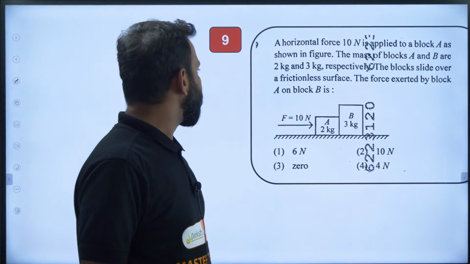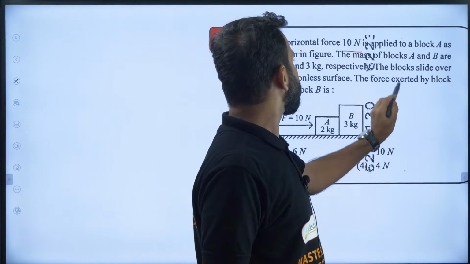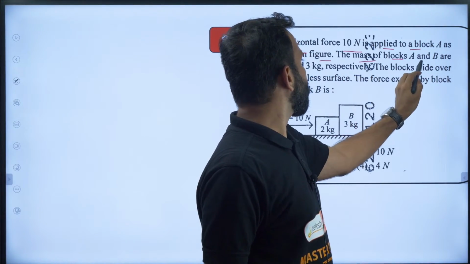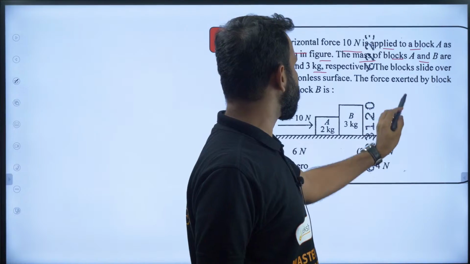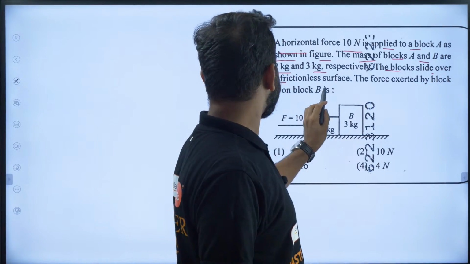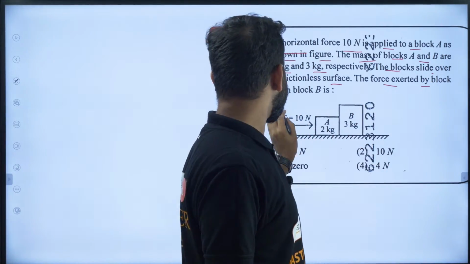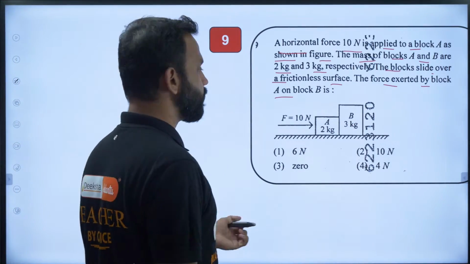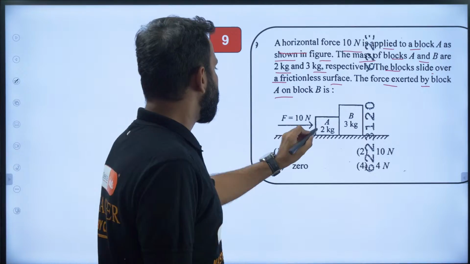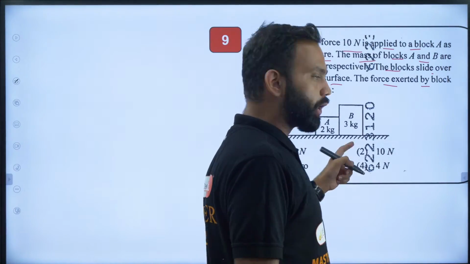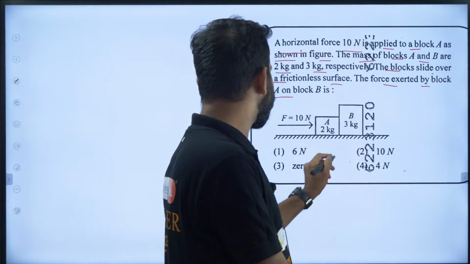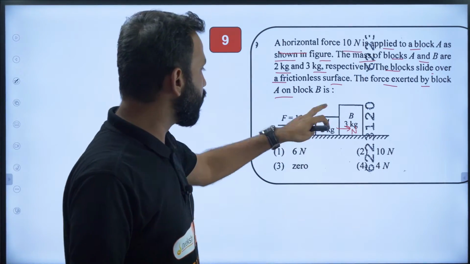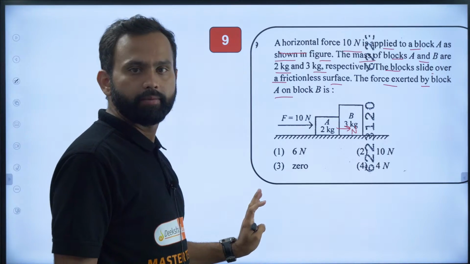Next question, question number 9. A horizontal force 10 Newton is applied to a block A as shown in the figure. The masses of the blocks A and B are 2 kg and 3 kg respectively. The blocks slide over a frictionless surface. The force exerted by the block A on block B. Again this one is also a direct question, right? So let us draw the free body diagram. I will draw the free body diagram on this diagram only. Here N is the force acting on B by A, right?